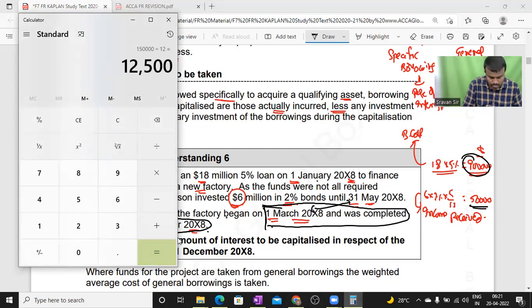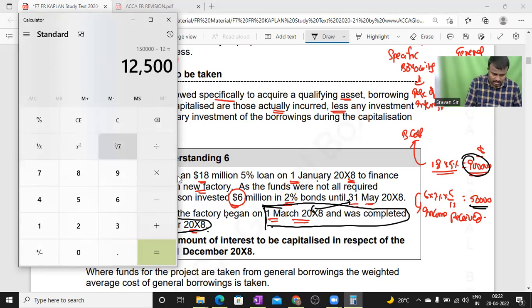So how much amount? 12,500. Actually, we received interest for how many months? 5 months: January, February, March, April, May. Out of these, 2 months are not considered, because during January and February we didn't start the construction. So we need to consider the interest income only for 3 months.